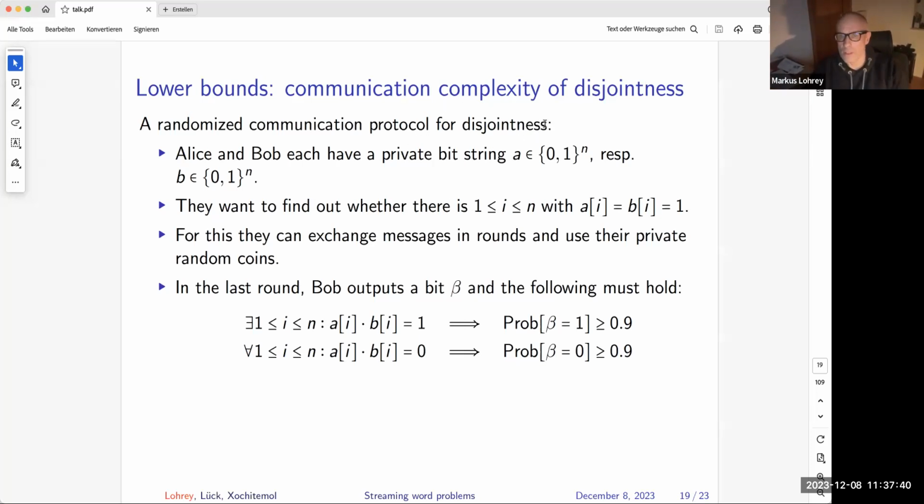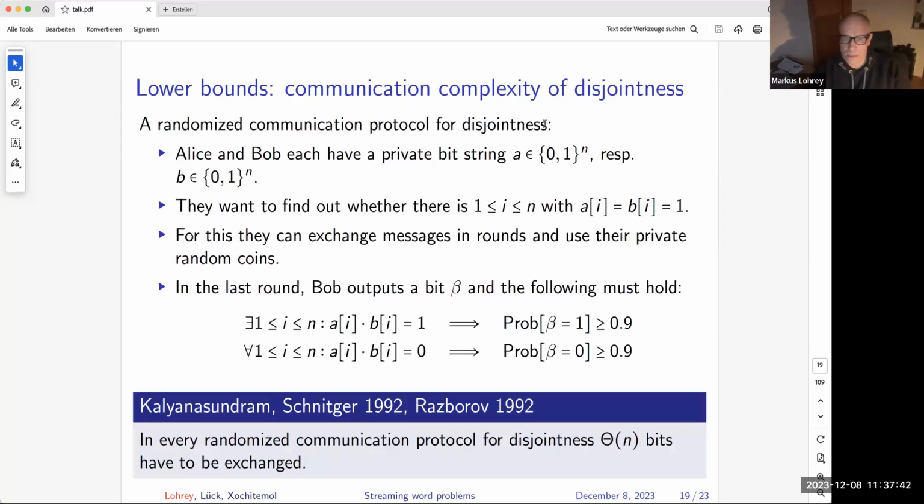And people have studied this for a long time. And this is a very, very difficult result. It was proved by Kalyanasundaram and Schnitger in 92. And at the same time, it was also proved by Alexander Razborov, also in 92. Namely, every randomized communication protocol for disjointness must exchange a linear number of bits.